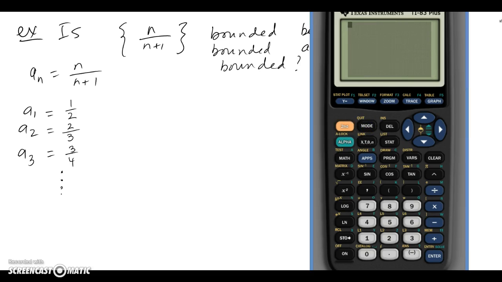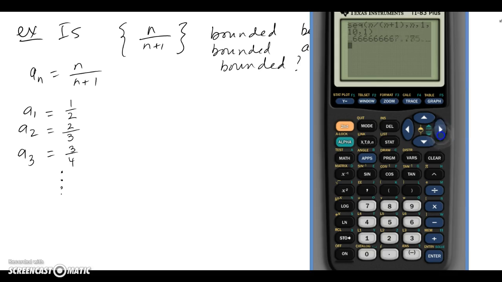I have options. I can go to second, stat, ops, and then choose 5 for sequence. And then put this in. So my sequence is n, where x used to be, divided by n plus 1. Comma, in terms of n, comma, from 1 to whatever you want. Let's say I want it from 1 to 10. And then comma, the last one should always be 1. That's the step, so that means every 1 you go up and you spit out the values. And you can push enter.